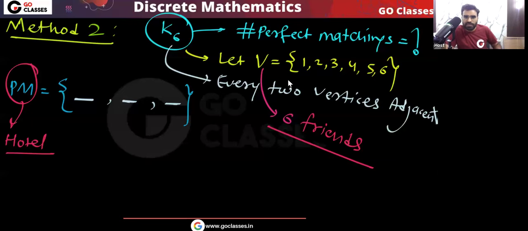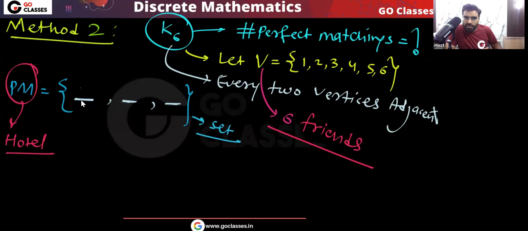So very simple. If 6 friends are going to a hotel, then they must get a room, right? Okay, and let's assume the capacity of every room is 2, and all the rooms are same. Why all the rooms are same? Because this is a set, so order does not matter. Yes or no? The order does not matter.